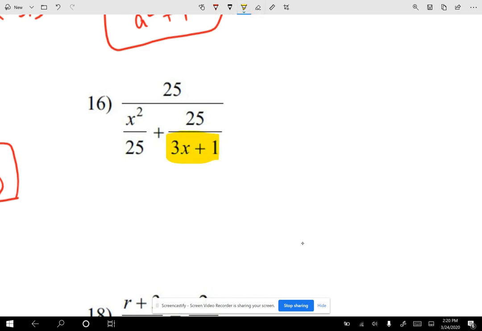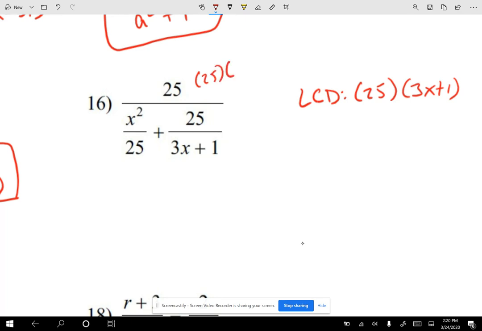I look at my denominators, and I'm like, think, all right, my least common denominator. I need a 25 for sure. That comes from the first fraction. I also need a 3x plus 1. That comes from the second fraction. So I'm going to multiply everything by that. I'm going to multiply this by 25 and by 3x plus 1. This by 25 and 3x plus 1. I'm going to multiply this also by 25 and 3x plus 1.